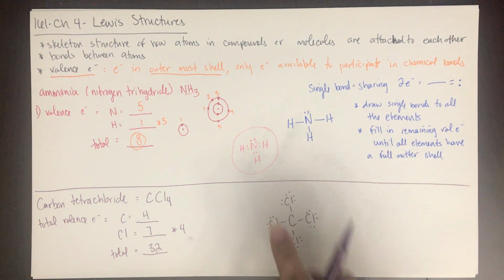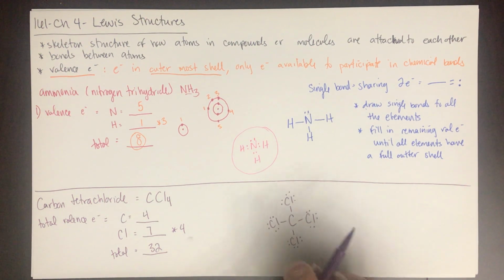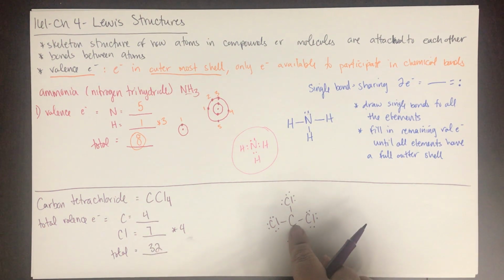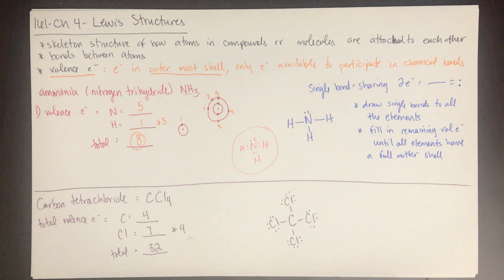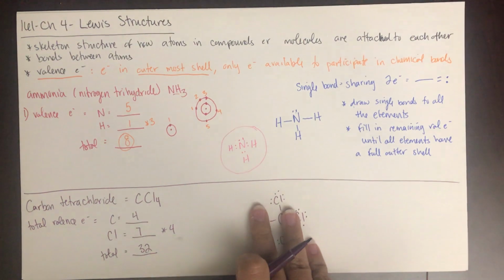Because everybody has a full outer shell, a full octet is the lowest energy, it's the most stable, it's what these bonds are forming for: to have the lowest energy, the most stable arrangement. So carbon tetrachloride. There were 32 valence electrons, we put the one with the highest bonding capacity in the middle, put the bonds from the central atom to the outer atoms, and then filled in the valence electrons for everything else. So that was carbon tetrachloride. I will post another video with some more examples.